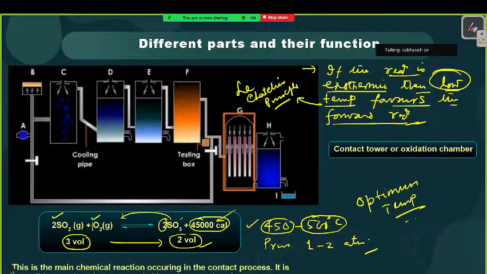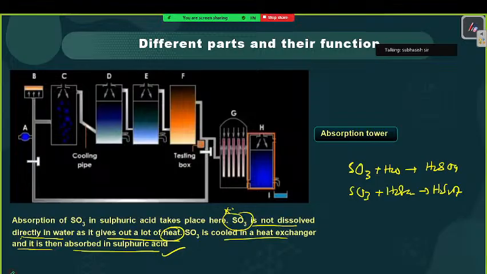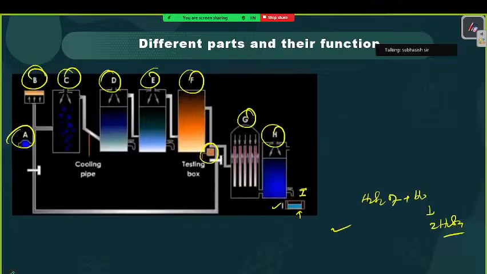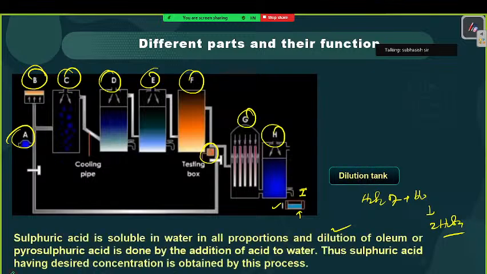Where the sulfur dioxide is converted into sulfur trioxide. After the formation of sulfur trioxide, it is not directly dissolved into water; it is dissolved in sulfuric acid with the formation of oleum. And after the formation of oleum, it is diluted in a dilution tank with the formation of sulfuric acid of a desired concentration. Is it clear to all of you? Just the process we have discussed.